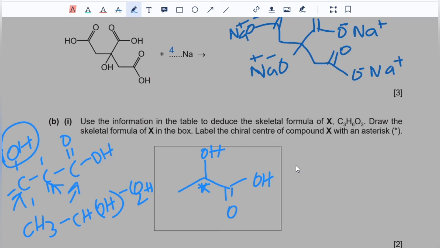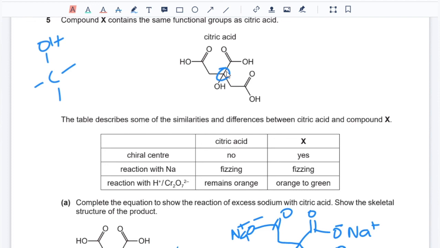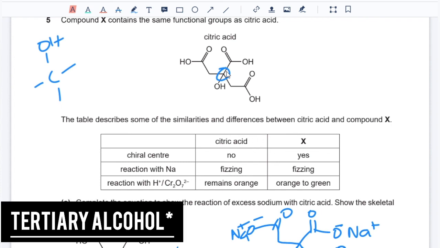To explain why X reacts with dichromate ions but citric acid does not: dichromate ions are an oxidizing agent which can oxidize the alcohol group, but in order for alcohol groups to be oxidized, they have to be either primary or secondary alcohols. In the case of X, this is a secondary alcohol, since it's bonded to a carbon atom that is bonded to two alkyl groups and a hydrogen atom over here. However, citric acid is a tertiary alcohol, since the alcohol group is bonded to a carbon atom that is not bonded to any hydrogen atoms, which makes it tertiary.